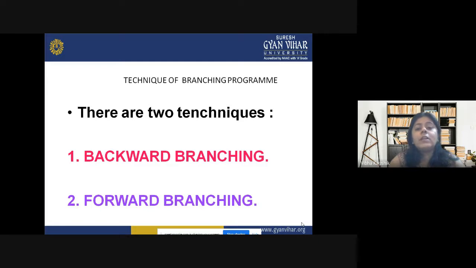Now, techniques of branching program. There are two techniques of branching program. The first one is backward branching, and the second one is forward branching.